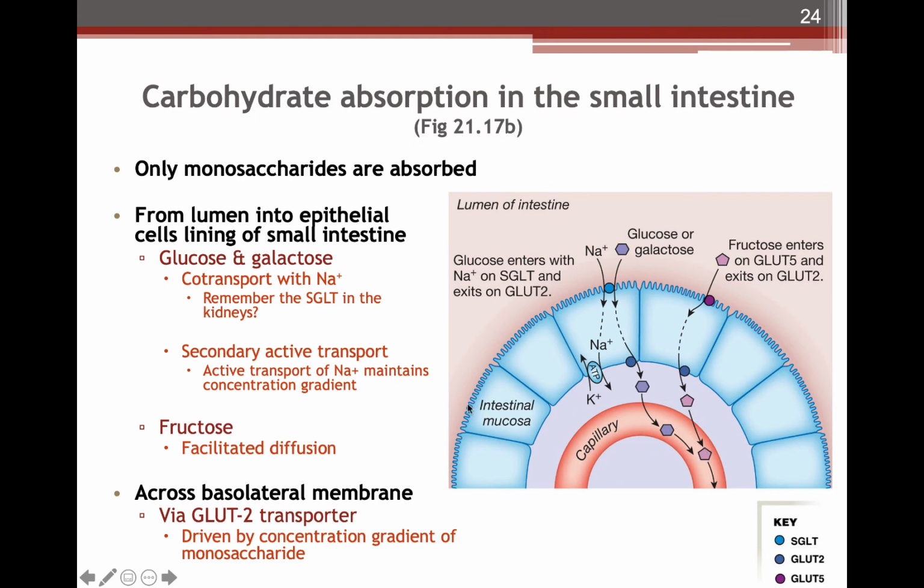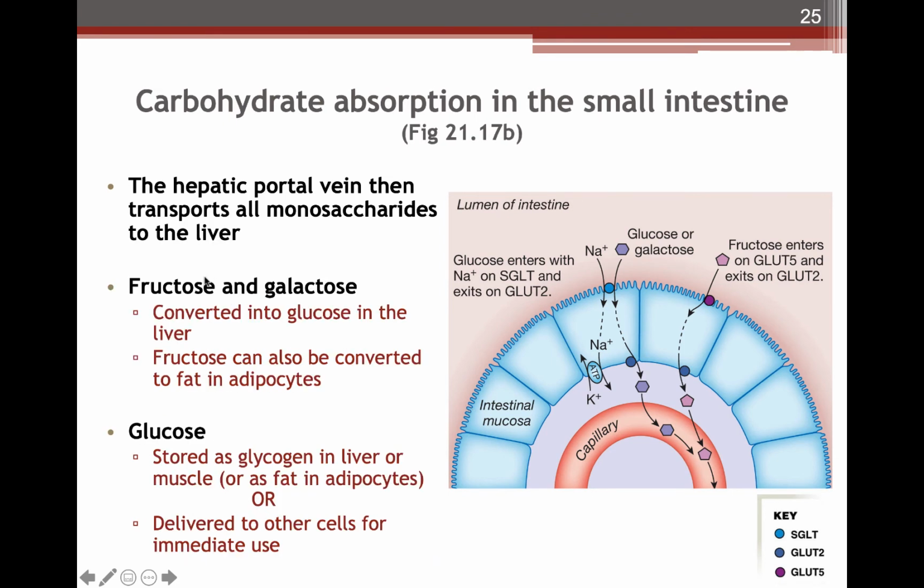And so what happens to them from there? Well, let's go on to the next slide. So these capillaries then flow into the hepatic portal vein, which transports all these monosaccharides to the liver. Well, what happens to glucose? Well, let's go down here.